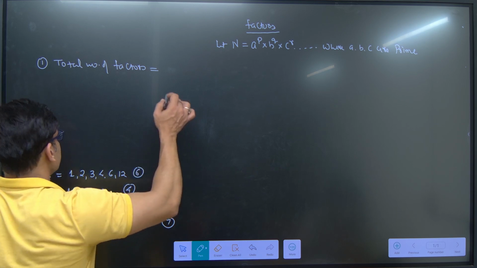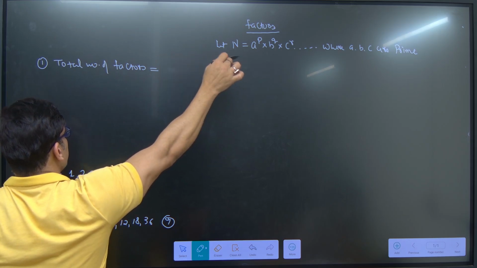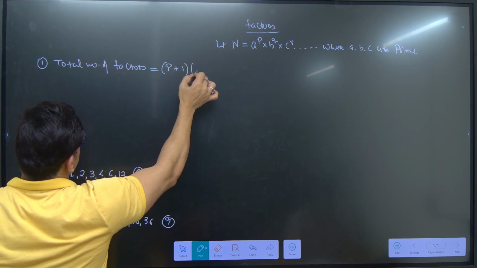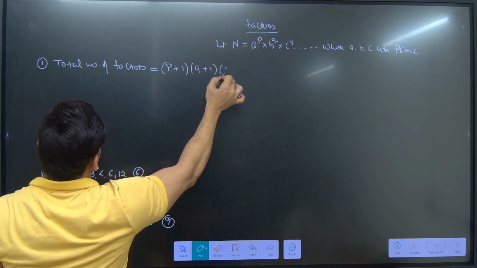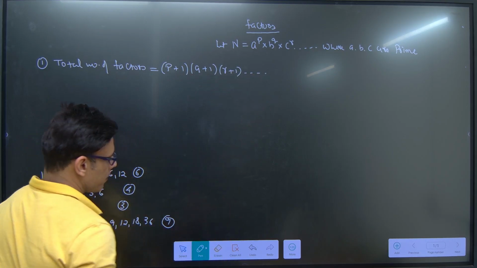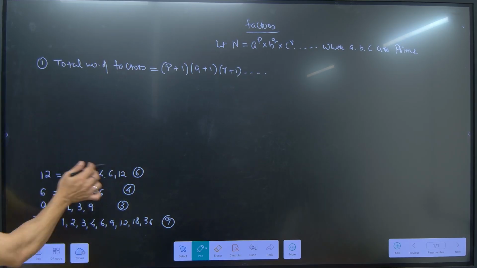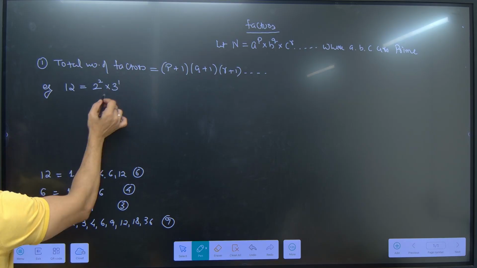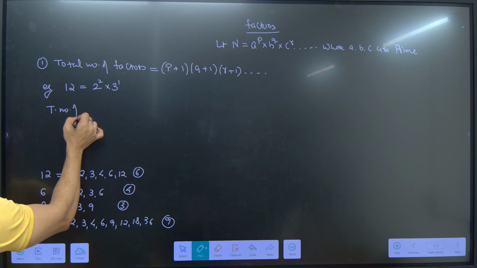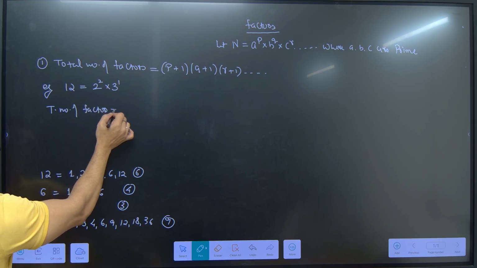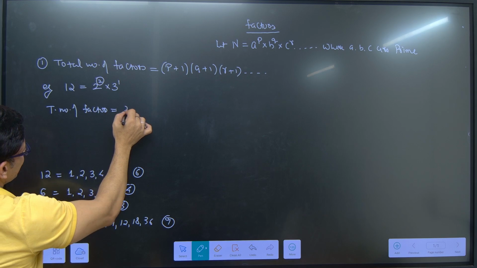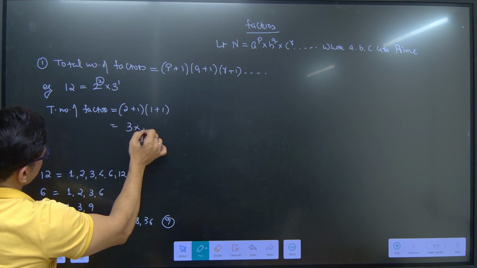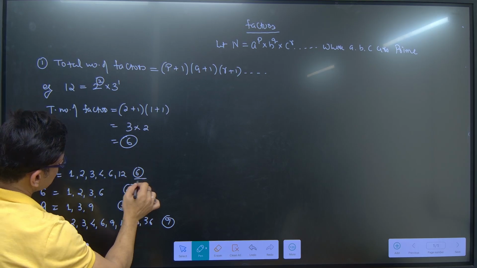So to find total number of factors, don't do anything. First, write in this proper form. Proper means A, B, C should be prime. Then take the power plus 1 in one bracket, the power q plus 1 in the second bracket, power r plus 1 in the third bracket, and so on. This will give you total number of factors. Let's say example 12. 12 is 2 squared into 3 raised power 1. So to find total number of factors, what should you do? Power: what is power? 2 plus 1, then 1 plus 1. 2 plus 1 is 3, 1 plus 1 is 2. 3 twos are 6. See? 6 factors.